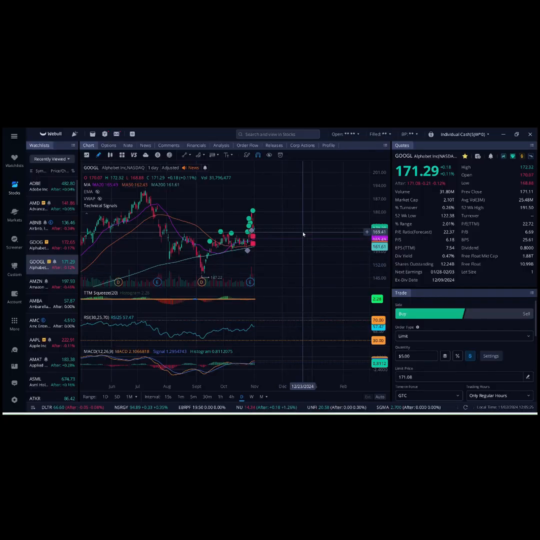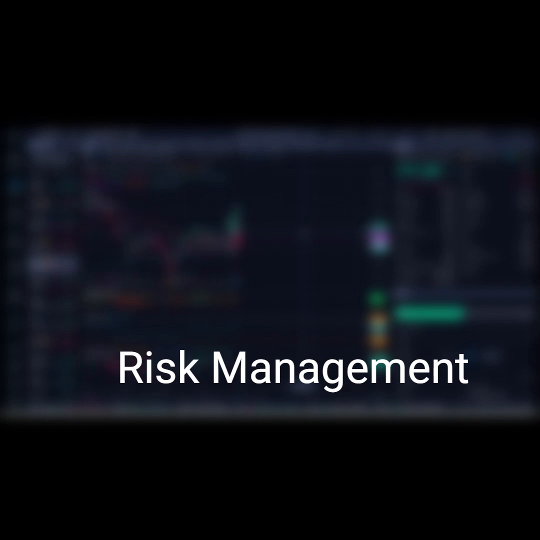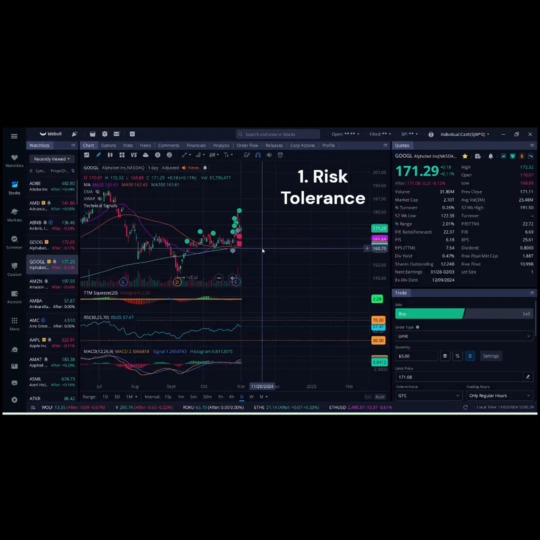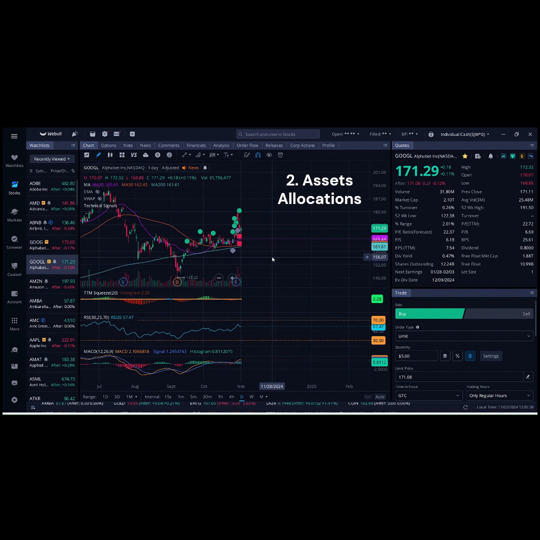Okay, so now we're going to talk about risk management. First of all, you need to know your risk tolerance. You need to understand your own risk tolerance when you choose the right investments. Second, you need to set allocations. This refers to how you divide your investments among various assets, in this case, stocks, to balance risk and return based on your goals and risk tolerance.